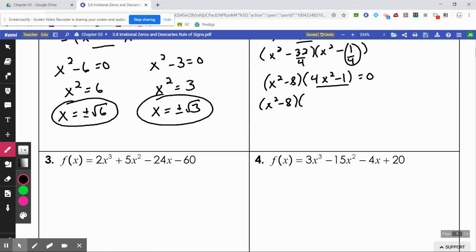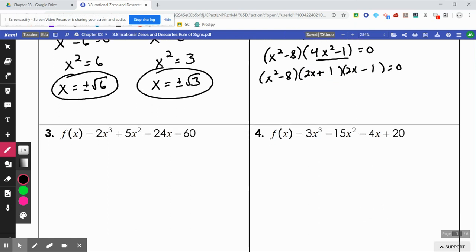X squared minus 8 times, that's difference of squares. Difference of squares factored into conjugates. 2x times itself gives you 4x squared, and 1 times itself gives you 1. So therefore, my roots now, since this will not factor again, I've got to stop where I'm at, and I've got to set it equal to 0. And then set each of these equal to 0, 2x plus 1, and 2x minus 1.